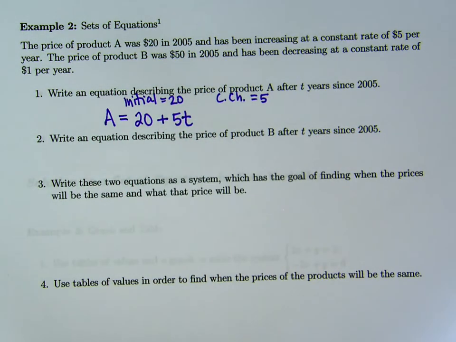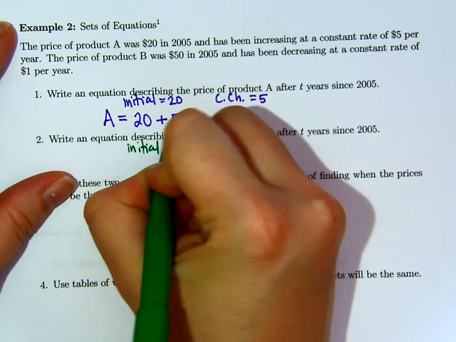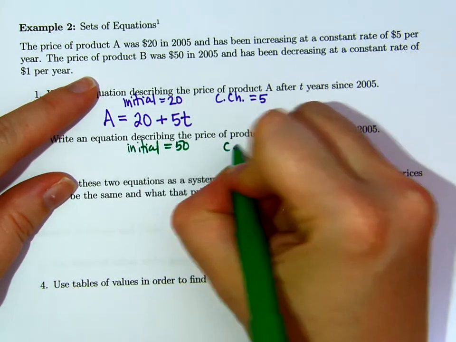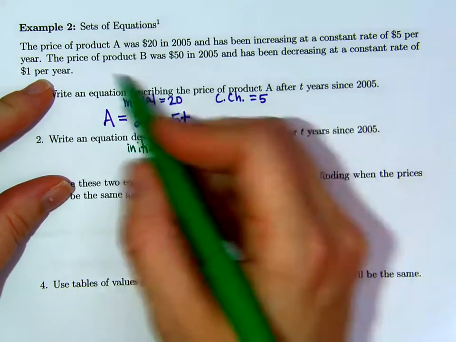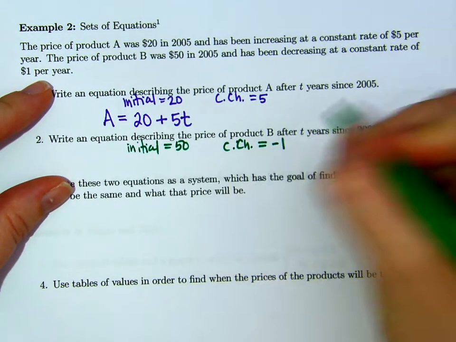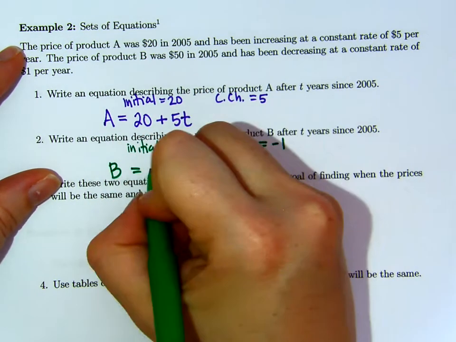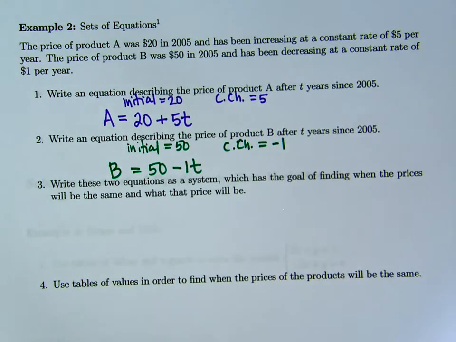Now do the same thing for product B. Product B has an initial of $50 and a constant change, or slope, of decreasing by $1. So product B is equal to its initial take away 1 for each year. So take away 1 T times for each year.